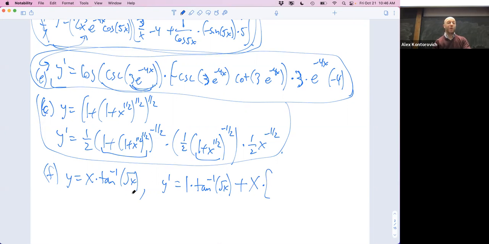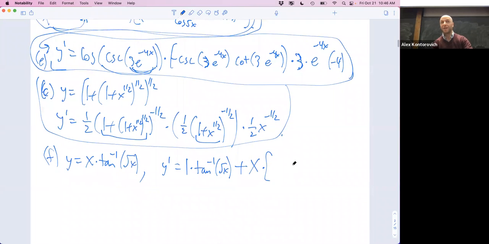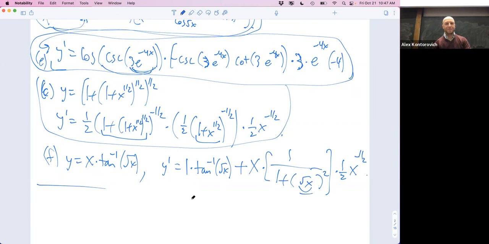So here's where it's going to get tricky. What's the derivative of arctan? 1 over 1 plus the thing squared. That's the derivative of arctan. The thing is square root of x. And now I have to differentiate what's inside. The derivative of square root x is a half x to the minus a half. And that's it. You could simplify this to 1 over 1 plus x, but anyway, don't simplify things like this. If you get some ugly expression, let it be.